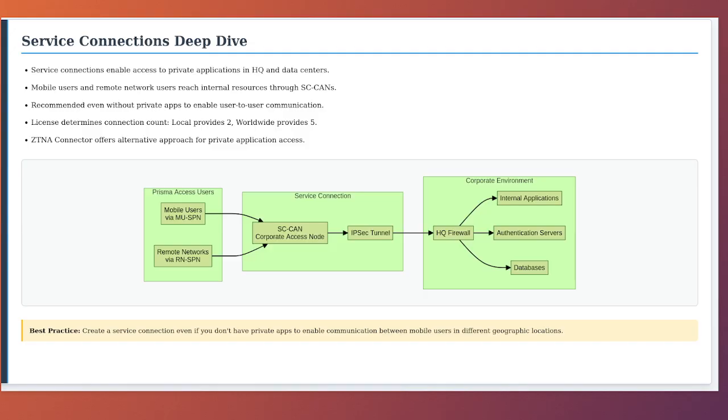The number of service connections available depends on your license. Local edition licenses provide up to 2 service connections, while worldwide edition licenses allow up to 5. The ZTNA Connector provides an alternative approach for private application access that we will discuss in a later slide.